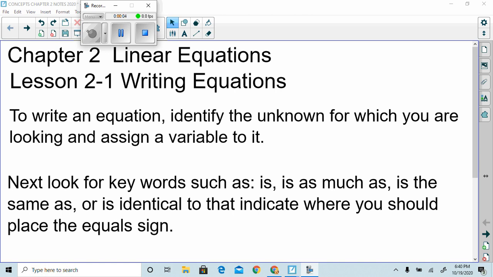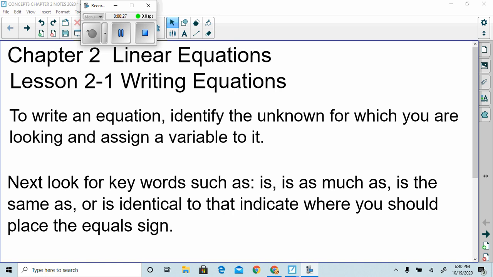On to Chapter 2. In Chapter 2, we're going to be looking a little more in depth at linear equations. We're going to start off by writing the equations, which takes us back to translations. In the previous chapter, we spent some time translating expressions. Now we're going to look at equations and translating them.